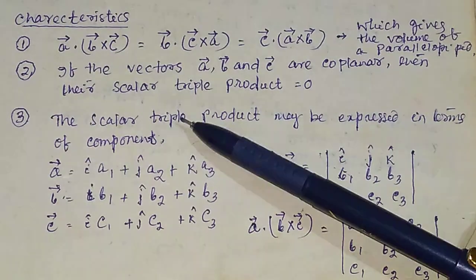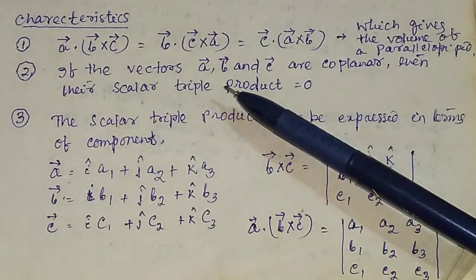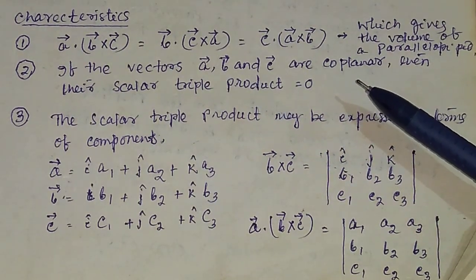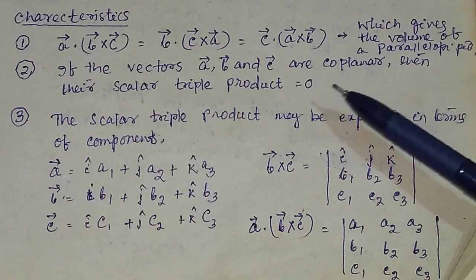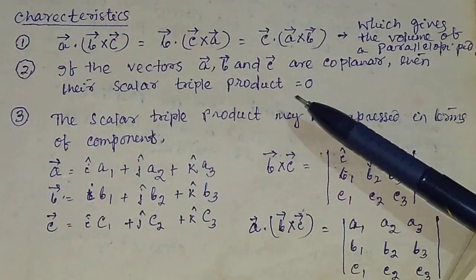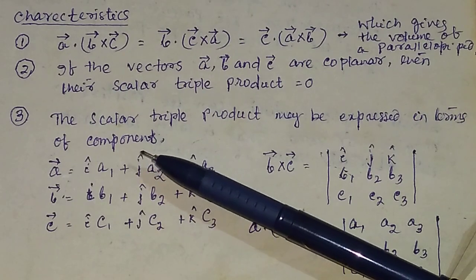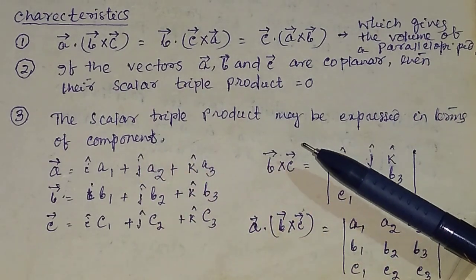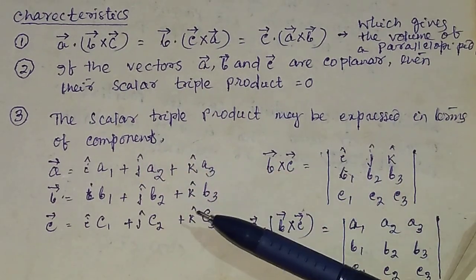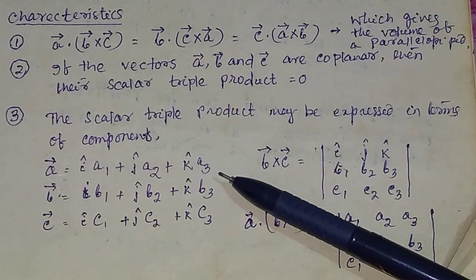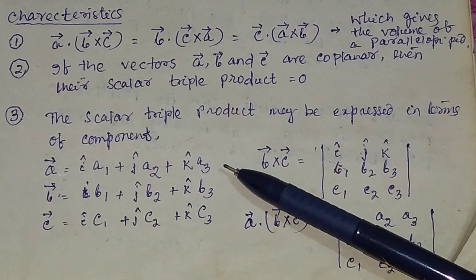The second characteristic is, if the vectors A, B and C are coplanar, that means they remain in one plane, then their scalar triple product will be equal to 0. The third characteristic is, the scalar triple product may be expressed in terms of components, and in problems you will be asked to represent the scalar triple product in terms of components.